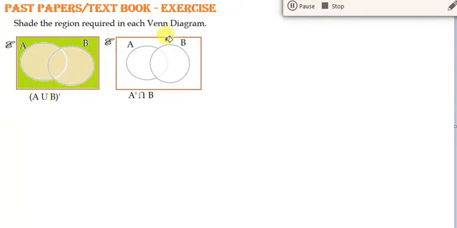Now coming back to the second part, A dash intersection B. A dash, sorry, everything outside A is A dash. Intersection B. Now what is intersection B? This is B. So whatever is common to both of them, and what is common? This region. That is, this intersection is the overlap. So the brown region will be the answer for this. So this is the way we will approach Venn diagram examples.